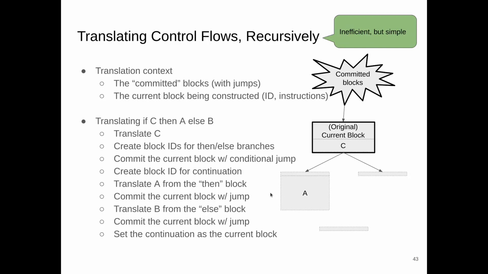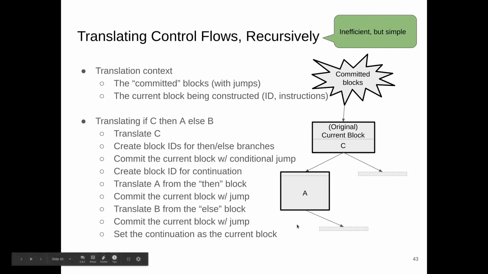So that's the reason why. This block will be containing the last instruction of A, and that's the reason why we need to jump back to the continuation block here. So we finished translation of this A. So we commit the current block onto which the statement A was translated, and we commit this block with a jump to the continuation block here.